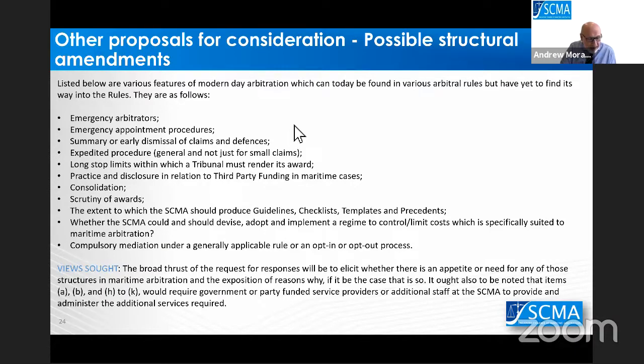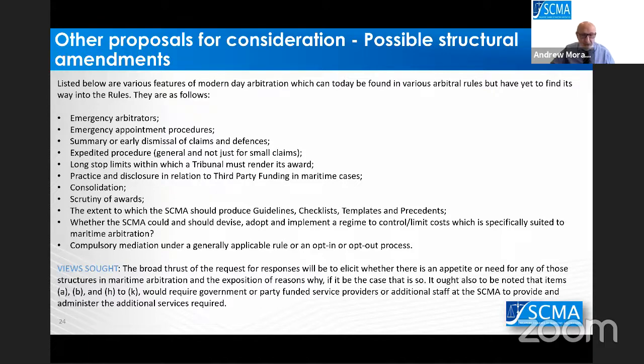If you are exercised by any of these things and think that they have a place in maritime arbitration, please do let us know. Don't let my evident lack of enthusiasm for most of them in maritime arbitration deter you. I have enthusiasm for many of them in other fields of arbitration. So feel free to let us know your thoughts on all of these things.